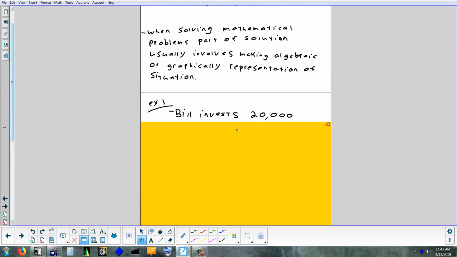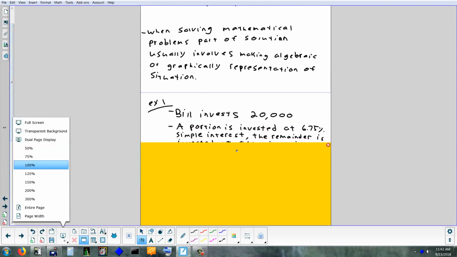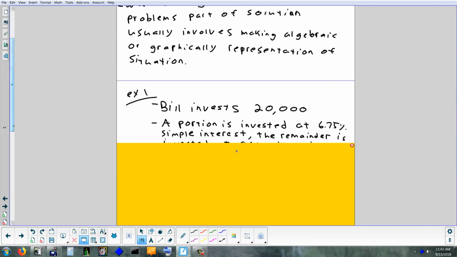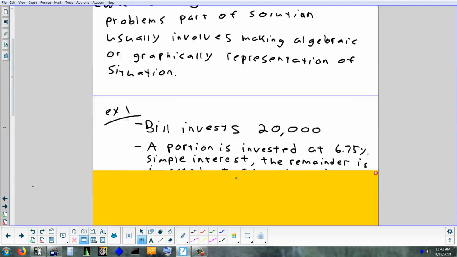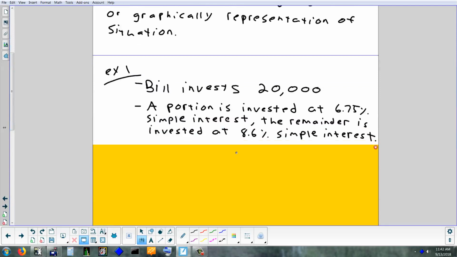All right, so in this problem, Bill has $20,000 to invest. Okay, he's going to invest money in 2 different investments. One portion he's going to invest at 6.75%. The other one he's going to invest at 8.6%. And both of these investments pay in what's called simple interest.